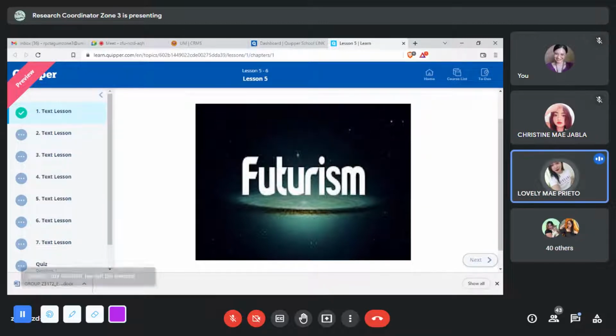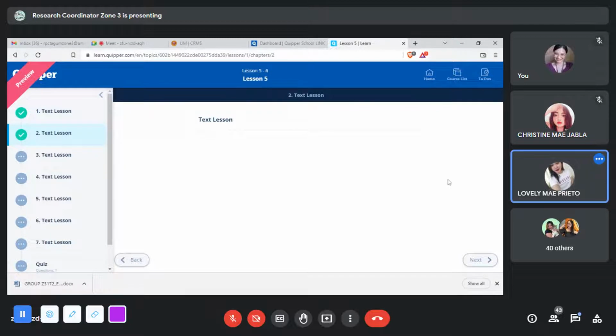All right, sige, let's start. So today we will be, since we were done discussing realism, abstraction, we also had Dadaism, tama ba ko? And then the likes. So today we will be discussing the continuation of that one. So we will start with futurism. What do we mean by futurism?